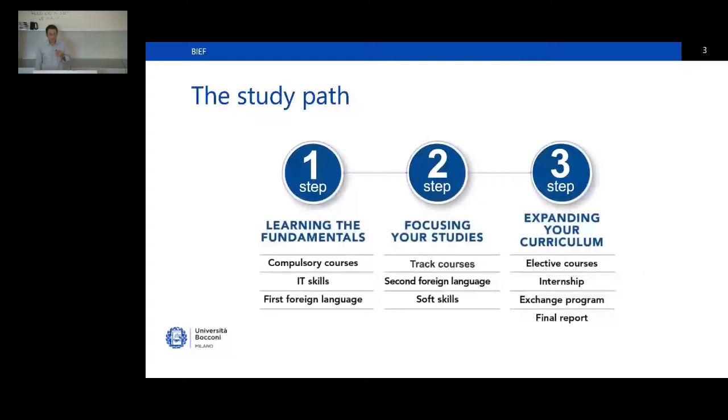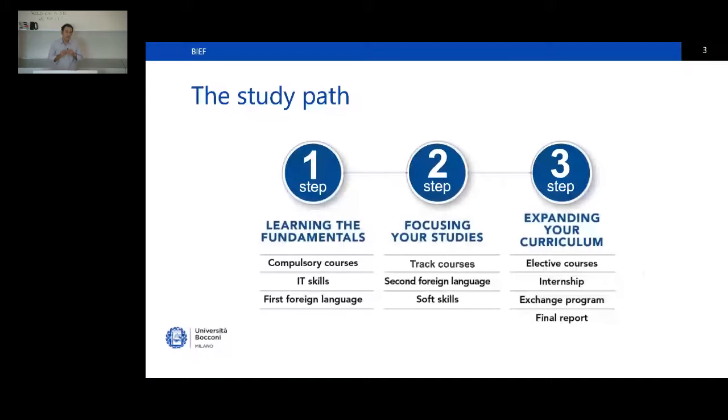So it is structured in three steps or three blocks, if you like. So step number one is what we call the common basis or the common foundation. And this means learning the fundamentals, okay? So I will detail a little bit more what we think is fundamental knowledge here, but in essence, to anticipate, it is knowledge that belongs to various areas, which is management, economics, finance, quantitative tools, and law.